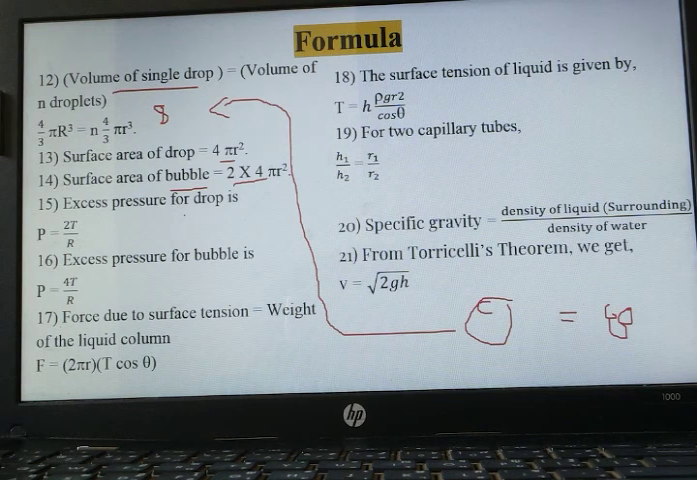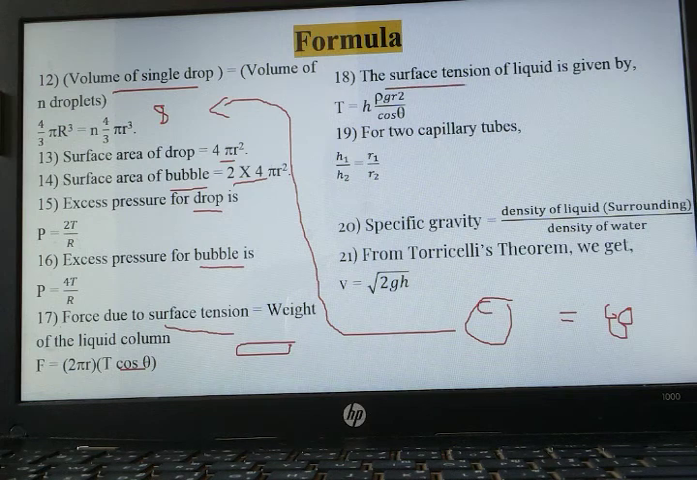Excess pressure of a drop: as it is a drop, its formula will be pressure is 2T upon r. Whenever we talk about a bubble, there are 2 surfaces, so in place of 2 we write 4T upon r. Force due to surface tension is equal to weight of the liquid column, which we have already studied. At that time we will be using this formula: 2 pi r, the circumference of the circle, and T cos theta, meaning F is equal to 2 pi r into T cos theta.